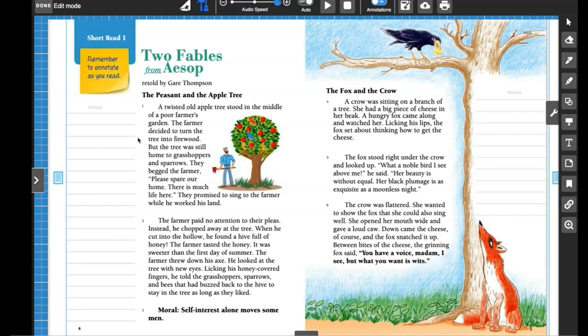The first sentence in this paragraph helps me picture the setting of the story. A twisted old apple tree stood in the middle of a poor farmer's garden. So it's helping me imagine the setting of the story, but this detail doesn't move the story forward. It's a describing sentence, okay? But it's not describing a key event. An event is something that happens. The next sentence does describe an action in the story. The farmer decided to turn the tree into firewood. This is a key event. I'm going to underline this sentence. The farmer decided to turn the tree into firewood. And I'm going to write a 1 next to it. This is my first key event.